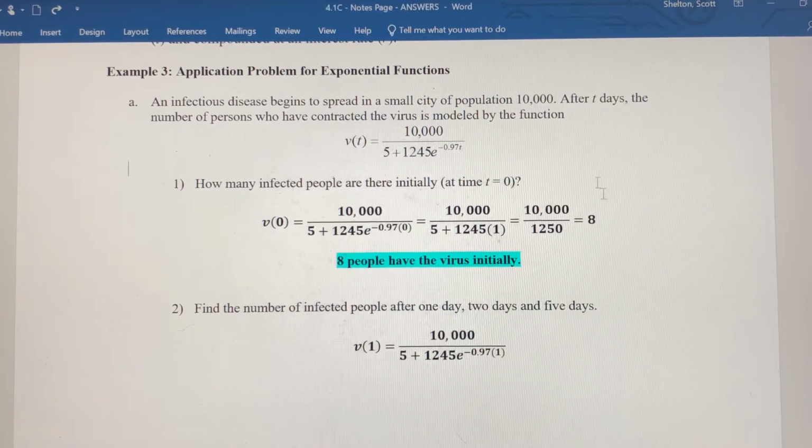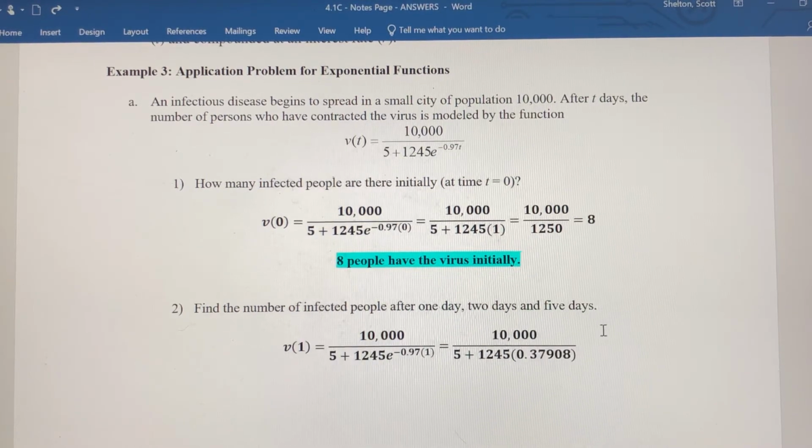So it's going to look like this, okay? Be careful with the order of operations, obviously. The fraction bar here acts as a grouping symbol, so this 10,000 is alone by itself in the numerator. And down here in the denominator, we have to treat that as one large expression. So we do e to the negative 0.97, okay? Then we'd multiply that by 1245, then we'd add 5, and then we'd do the division, okay?